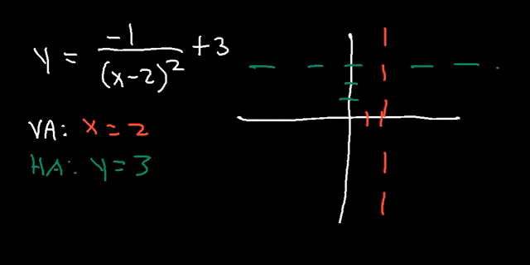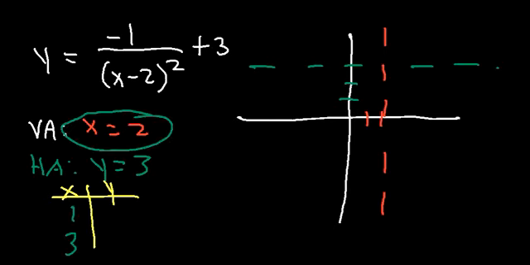So let's make a table. I'm going to plug in 1 for x and 3, 1 unit to the left and 1 unit to the right. So if I plug in 3, 3 minus 2 is 1, 1 squared is 1. Negative 1 over 1 is negative 1 plus 3, that's 2.